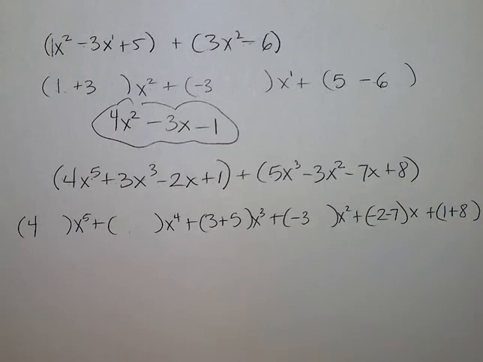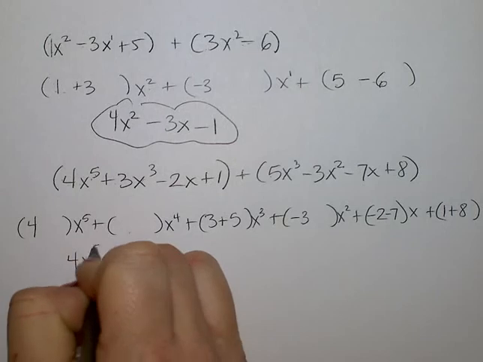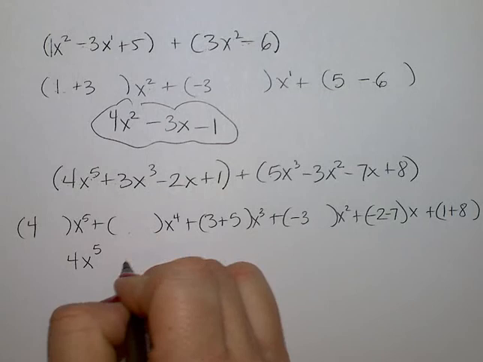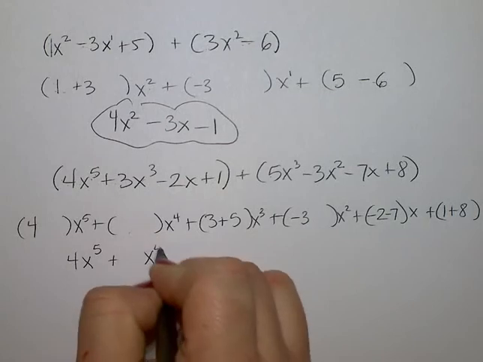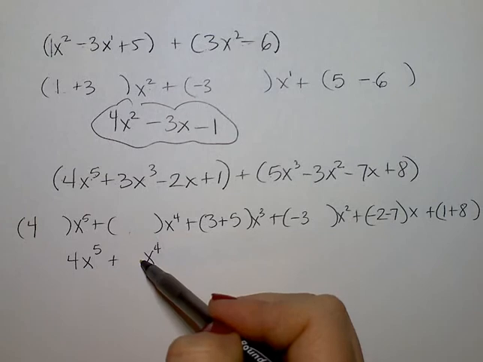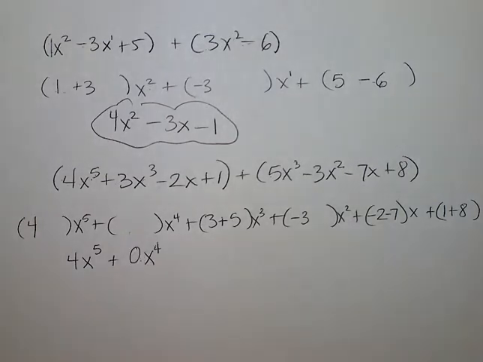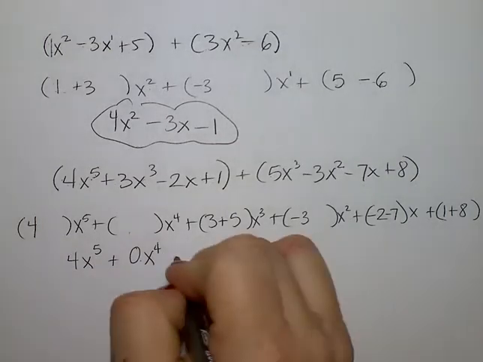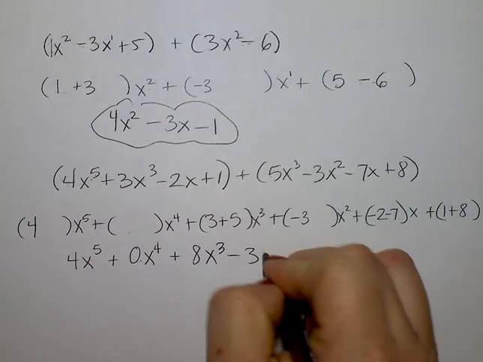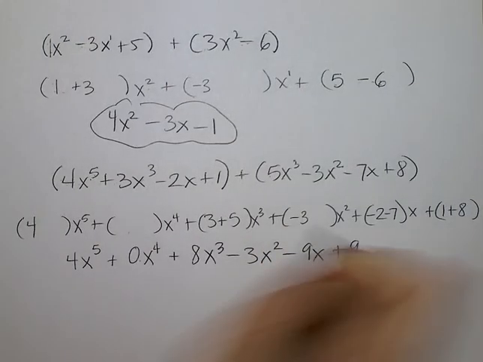Combining like terms. There are 2 different ways to write this. I have 4x to the 5th. There's nothing here. So what you cannot just do is write x to the 4th, because that would imply that what number is in front? A 1. If there's not a 1, there's nothing. So if you're going to write x to the 4th, it has to be a 0x to the 4th. Plus 8x cubed minus 3x squared, subtract 9x plus 9.